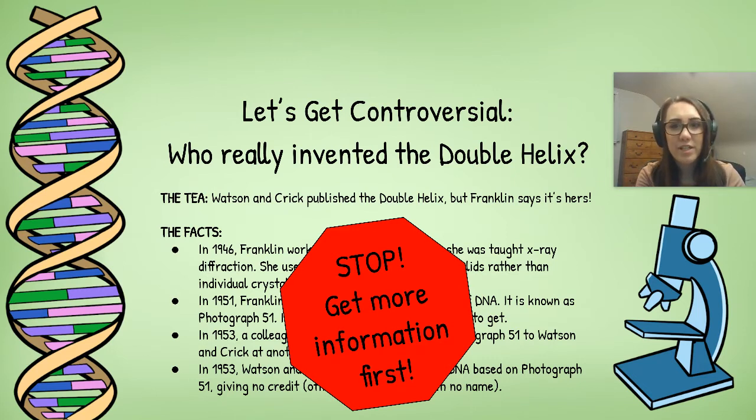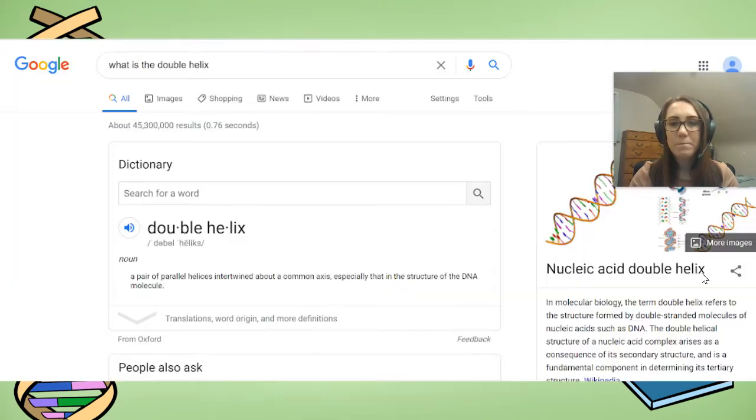Who really invented the double helix? Here is the tea, or the gossip. Watson and Crick published the double helix, but Franklin says it's hers. Hold on a second. I have a lot of questions here. What's the double helix? Who are Watson and Crick? And who is Franklin? Let's stop and do some more research before we read the facts.